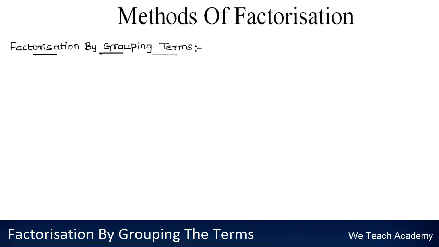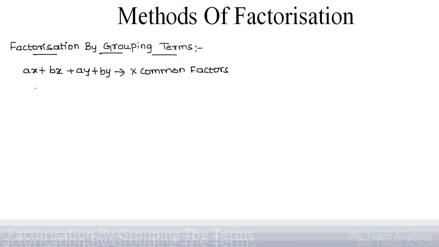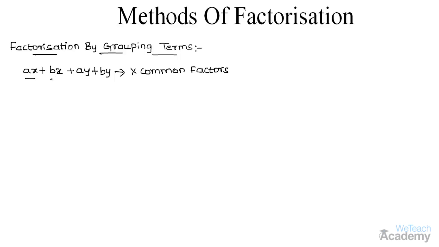Today in this presentation we are going to discuss factorization by grouping terms. So now observe the expression ax plus bx plus ay plus by. Here we can't use the method of common factor as we don't have a common factor to all these terms. But we observe that the first two terms have the common factor x and the last two terms have the common factor y.